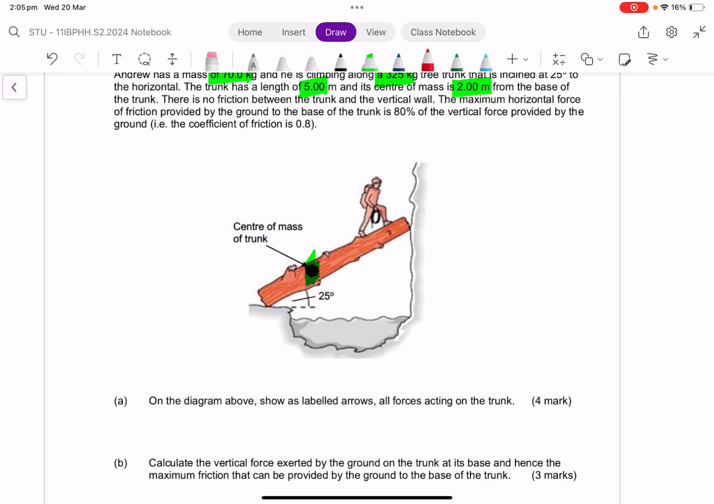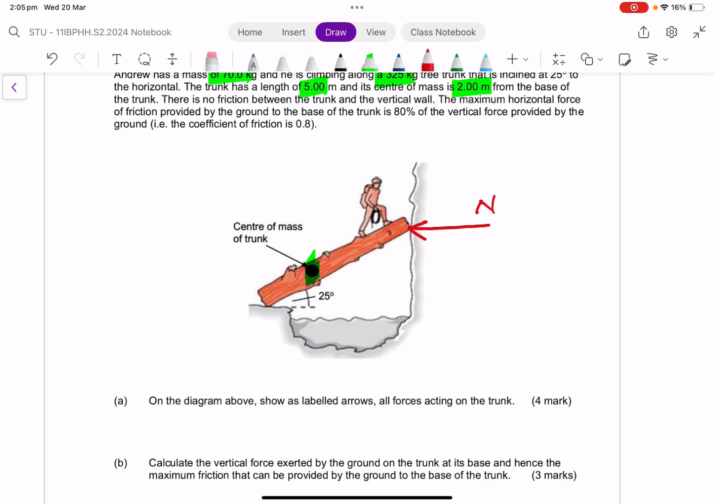All right, on the diagram, show labelled arrows. Now with a free body diagram, we draw arrows going towards the object, or at least in, so you're not going away from the object. So, that is the normal reaction force from what is essentially an icy cliff, right? It's got no potential to give up and down force.